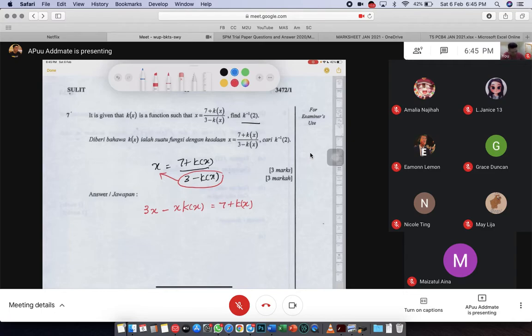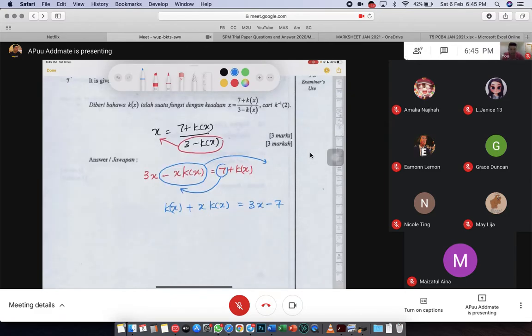Right, so you have to group kx with kx. That means you have to move this one to the back. I move it to the back so that it's easier for you to see it as positive. 7 moves to the front so that you see everything in positive value. Okay, it looks nicer that way. So next you get kx plus x kx, equals 3x minus 7. I just swap places now. Next, factorize the kx out. Open a bracket 1 plus x, then equals 3x minus 7.